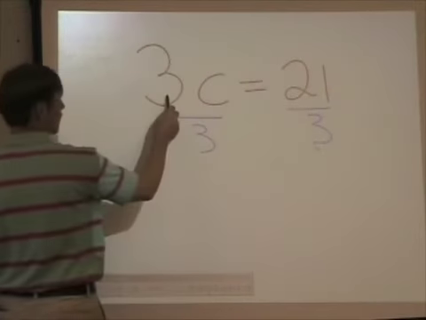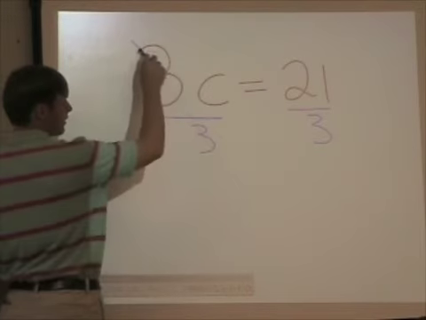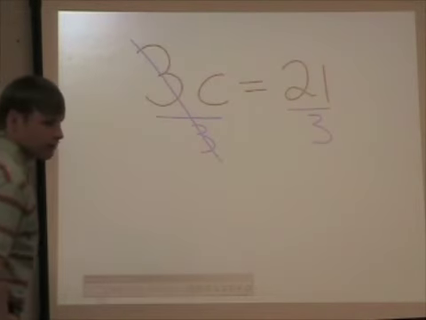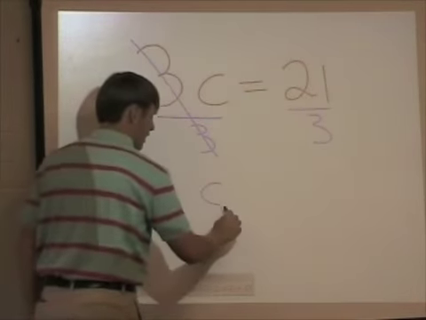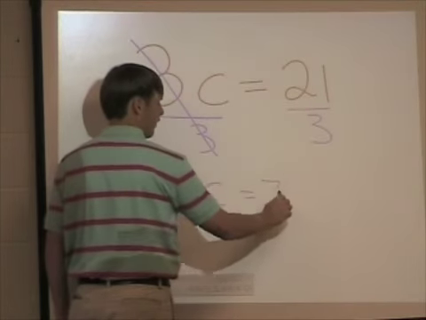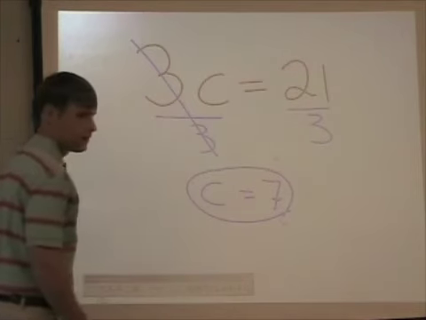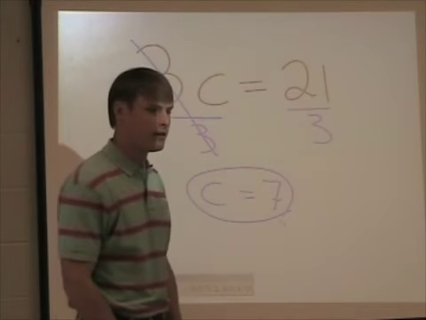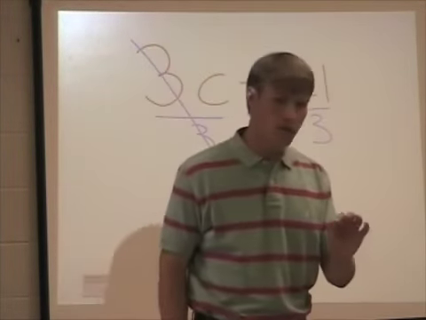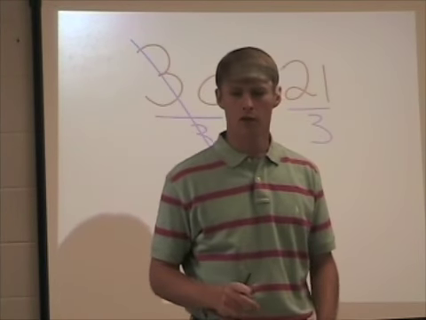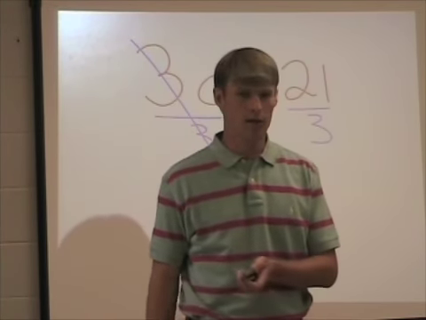Now watch. What is 3 divided by 3? 1. So I can just cross it out. So what does c equal? 7. Because 21 divided by 3 is 7, and that's your answer right there. Okay, so now today you learned how to solve simple equations using the what? The inverse operation.